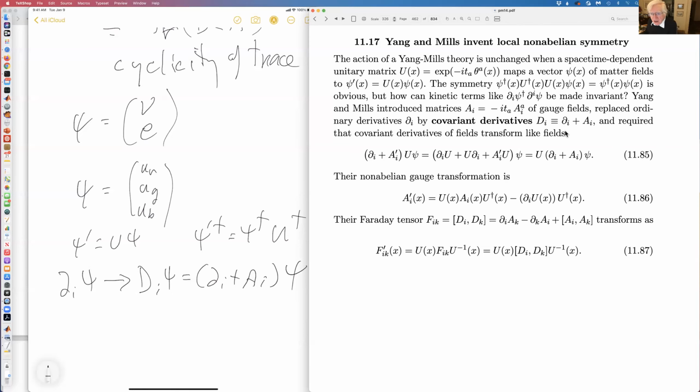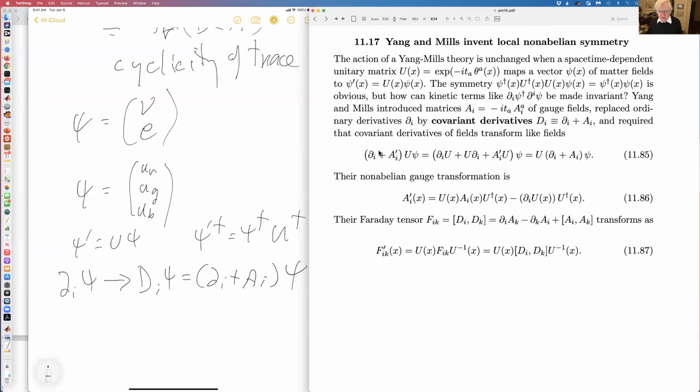And why did they do that? Well, they wanted (d_i plus A_i prime) acting on u psi to equal u (d_i plus A_i) acting on psi. In other words, just as the field transforms from psi to u psi, they want the covariant derivative to be such that the new covariant derivative is just u times the old covariant derivative. The covariant derivatives transform just like the vectors transform.